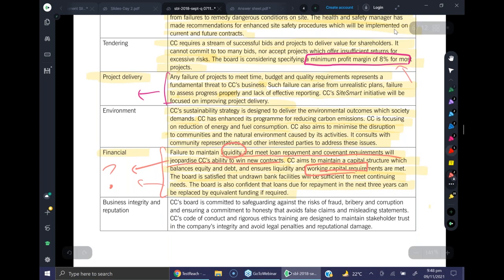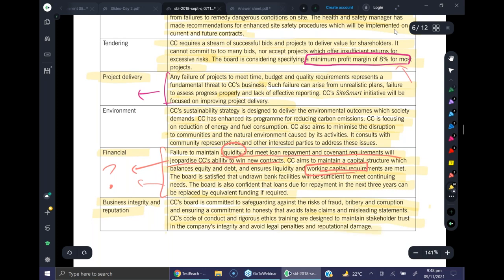Business integrity and reputation risk. CC board is committed to safeguarding against the risk of fraud, bribery, and corruption, and ensuring a commitment to honesty that avoids false claims and misleading statements. CC's code of conduct and rigorous ethics training are designed to maintain stakeholder trust in the company's integrity and avoid legal penalties.